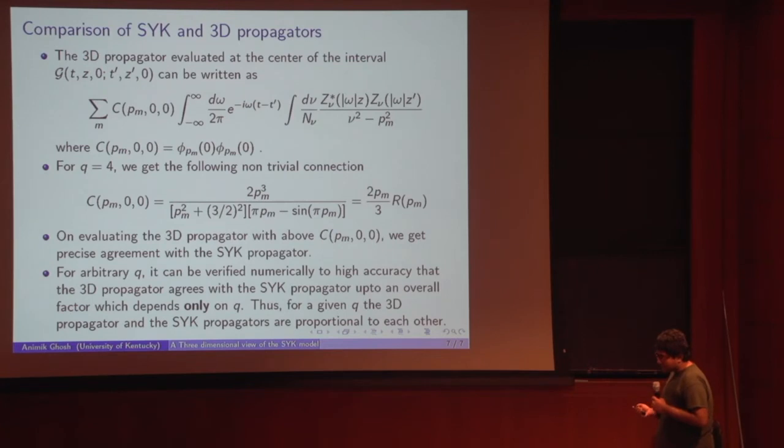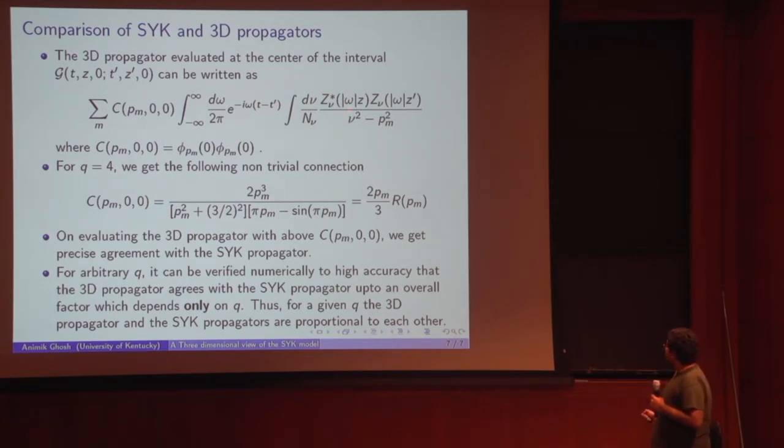So once we get the spectrum, we can get a little more ambitious and try to calculate the 3D propagator. And indeed, if we calculate the 3D propagator, we get this form, which looks very similar to the SYK bilocal propagator. And this C_pm is just given by the product of the normalized wave functions in the third direction at the center of the interval. So for q equal to 4, again, we can compute this C_pm.